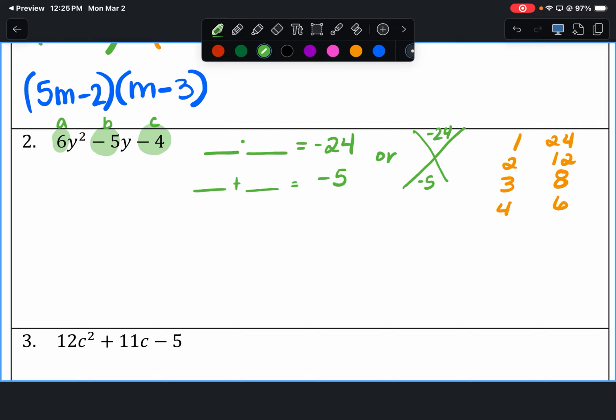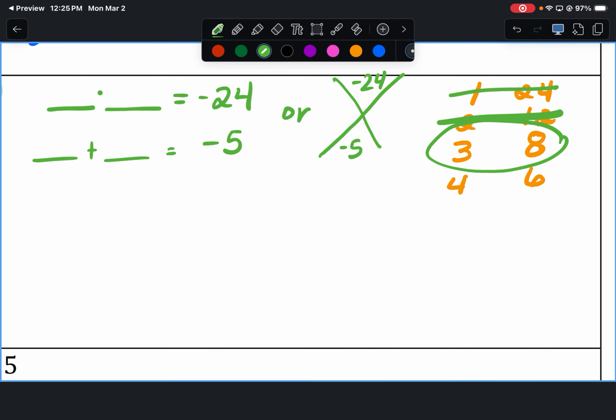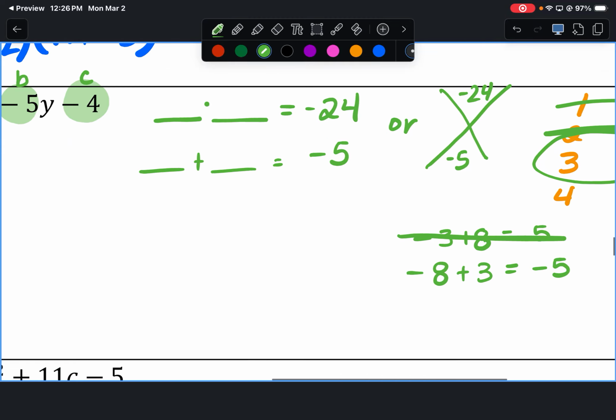All right. Now, can I combine 1 and 24 to get -5? No. Can I combine 2 and 12 to get -5? No. Can I combine 3 and 8 to get -5? Yes. Okay. How do I need to do those? So I can either do -3, +8, or -8, +3. Which one would I need to do? -8, +3, because we're trying to get -5. Anything else would give us a positive there. Okay, so we're going to write in here -8, +3.